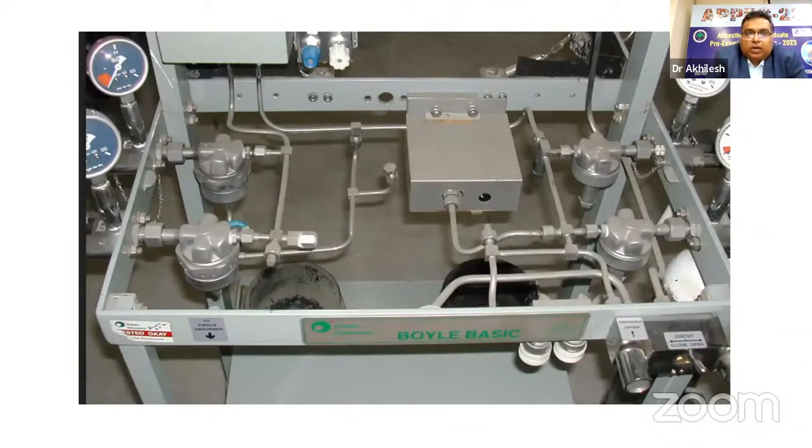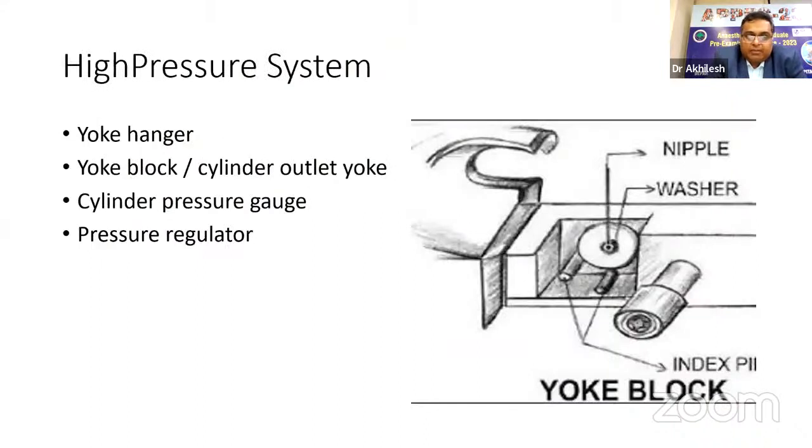So coming on to the high pressure system, here things are in high pressure. The machine parts are the yoke hanger, yoke block, cylinder outlet yoke, cylinder pressure gauge, and pressure regulator. Cylinder per se is not a part of the machine. So when you talk about the high pressure system, you say the attachments of the cylinder with the machine. So that's a yoke hanger, yoke block. We'll talk about each part.